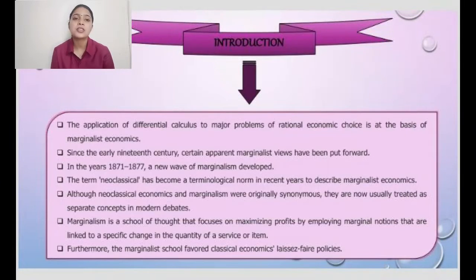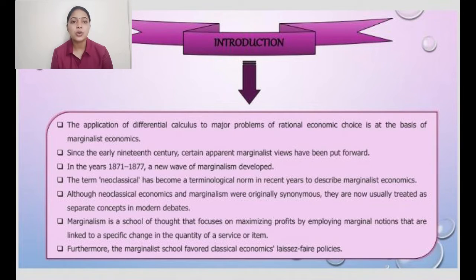The term neoclassical has become a terminological norm in recent years to describe marginalist economics. Although neoclassical economics and marginalism were originally synonyms, they are now usually treated as separate concepts in modern debates.